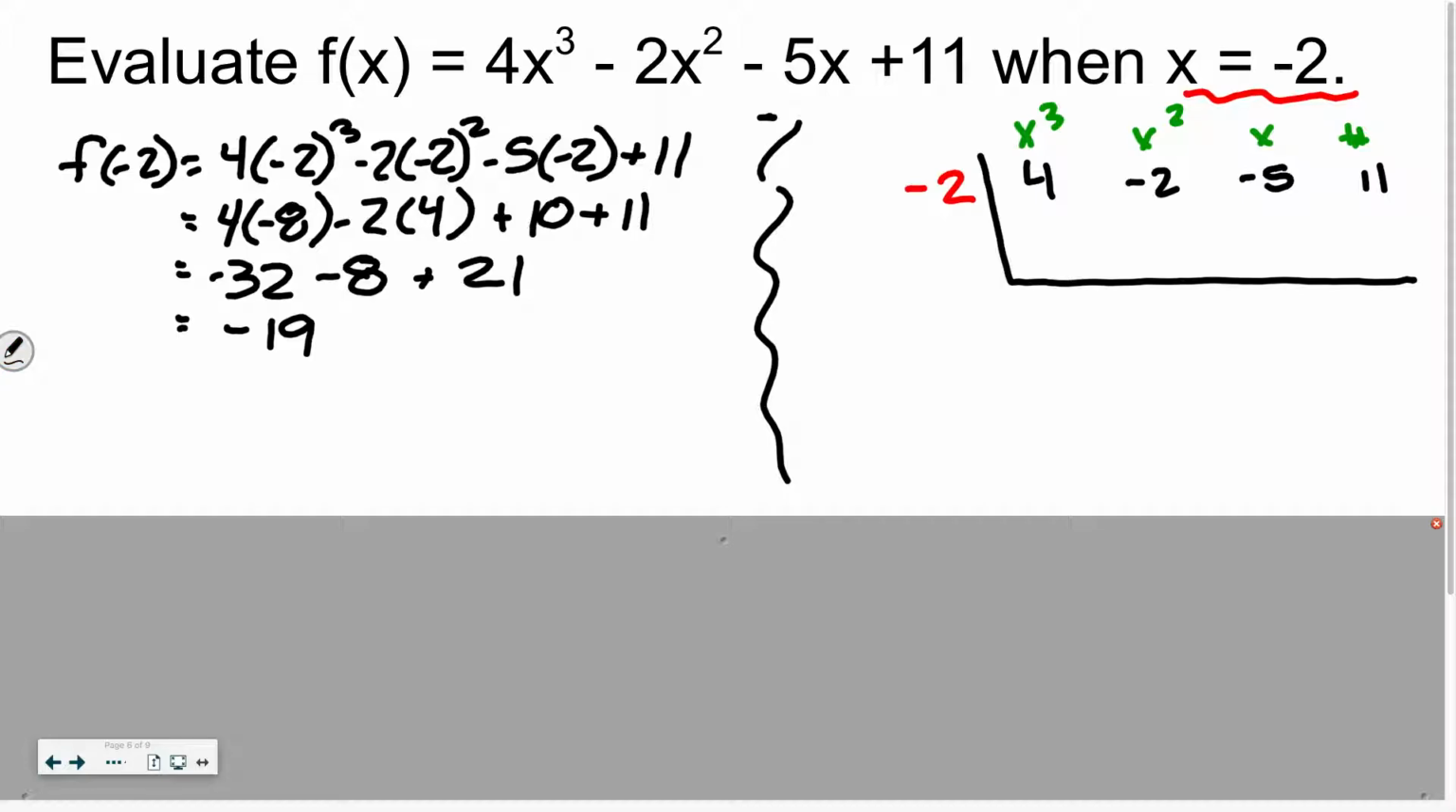When do you change what you put on the outside of synthetic? When it looks like a factor. When it looks like x minus k, whether that be x plus 2 or x minus 2. So what this means is I must be dividing this. I'm taking f of x and I'm dividing it by x plus 2. But if I were to set that equal to 0, that gives me x equals -2. So that's the number I put on the outside.